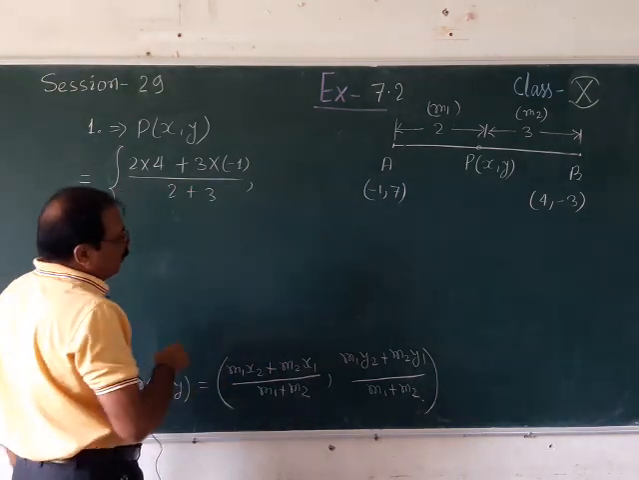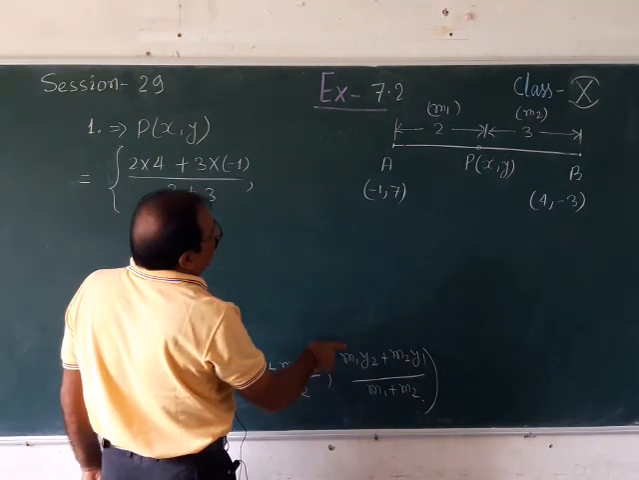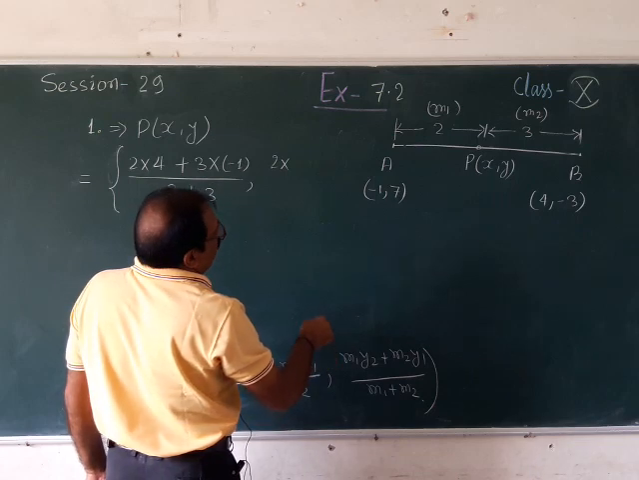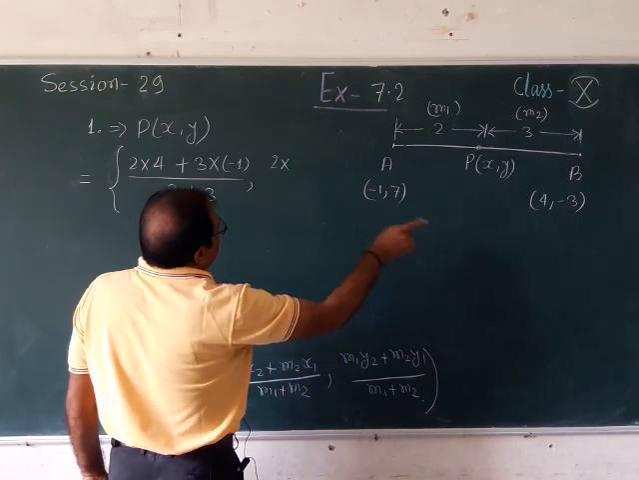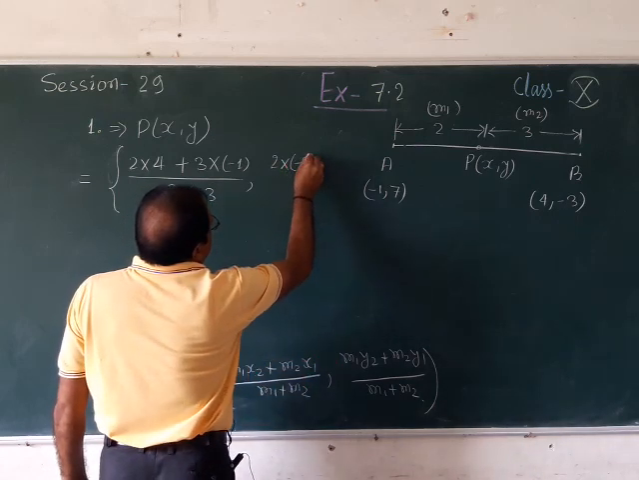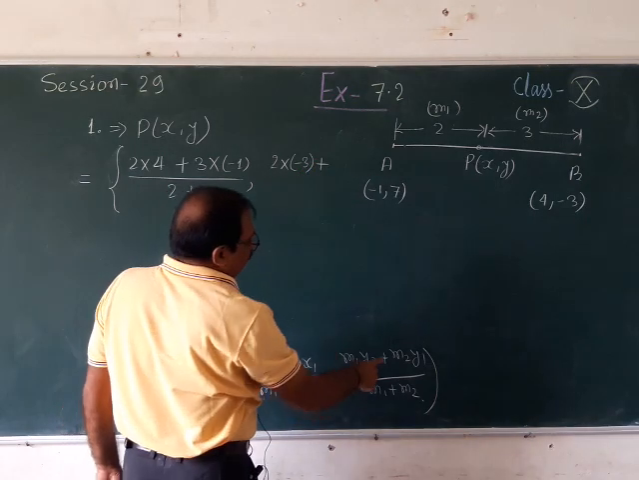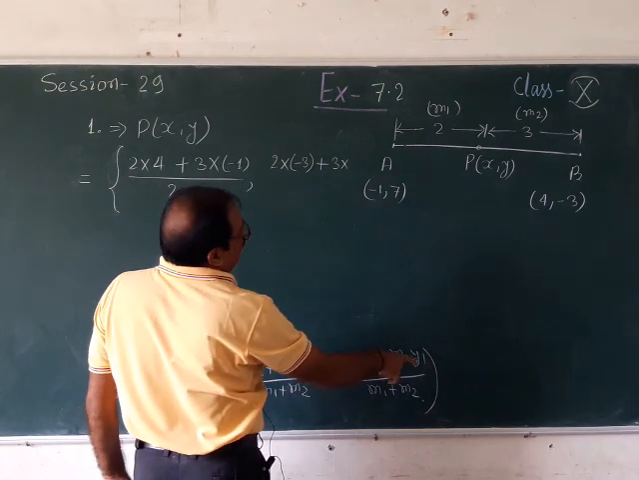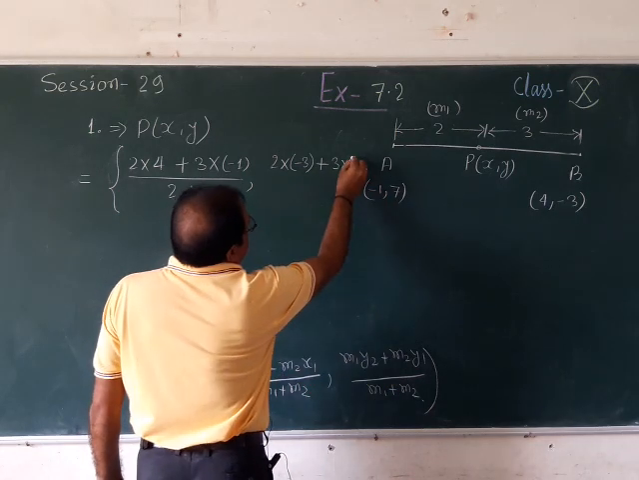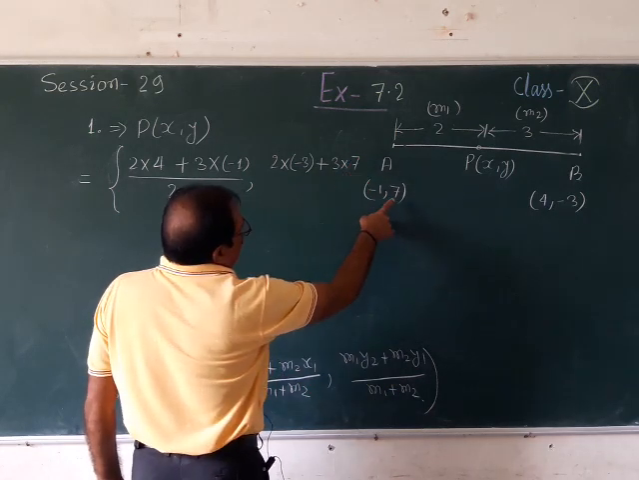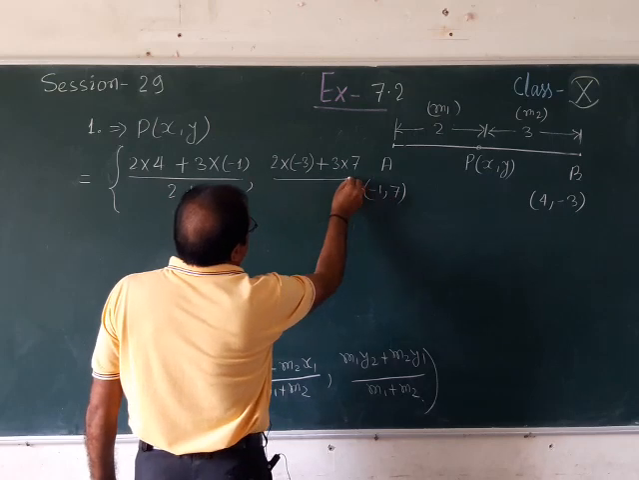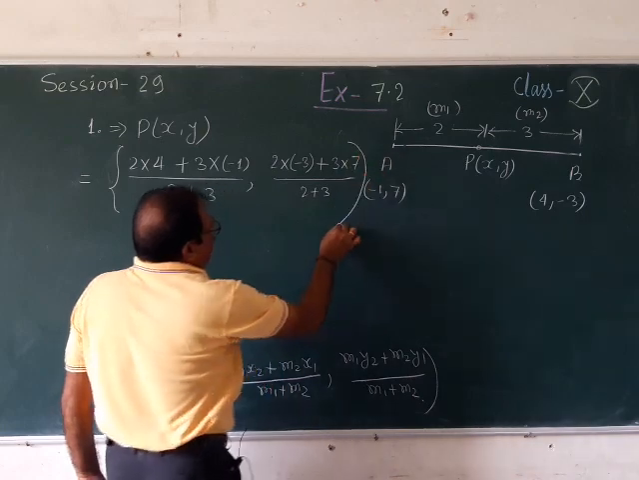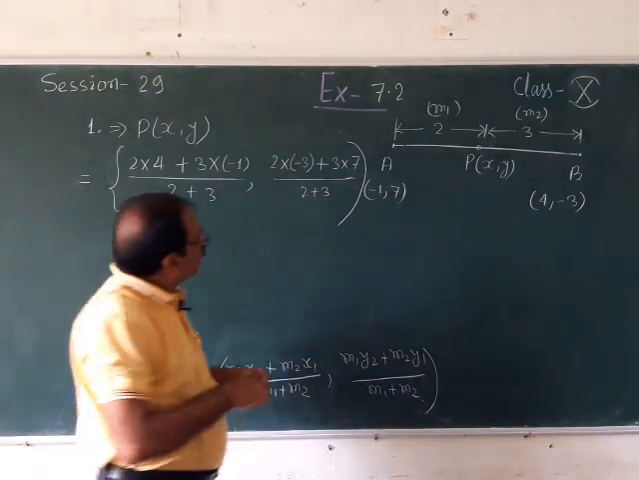Then put a comma over there. Again your m1 is 2 and it should be multiplied by y2, and the value of y2 is given by minus 3, and plus m2 is 3 and it should be multiplied by y1, and y1 is 7. Your y1 is 7 upon 2 plus 3. Like that you are having your value.